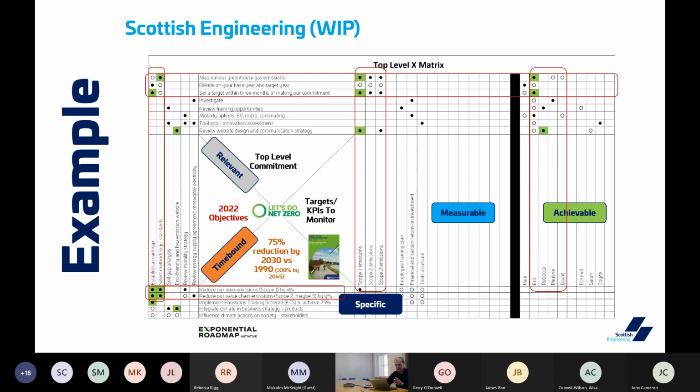So here's an example again of a roadmap. And how you put it all together, what makes it smart, and what you make it align with everybody.